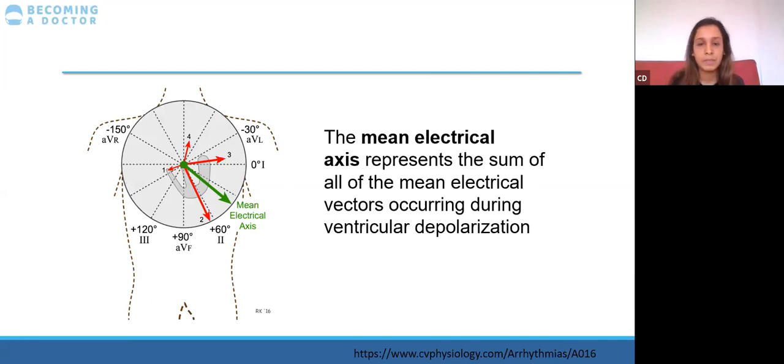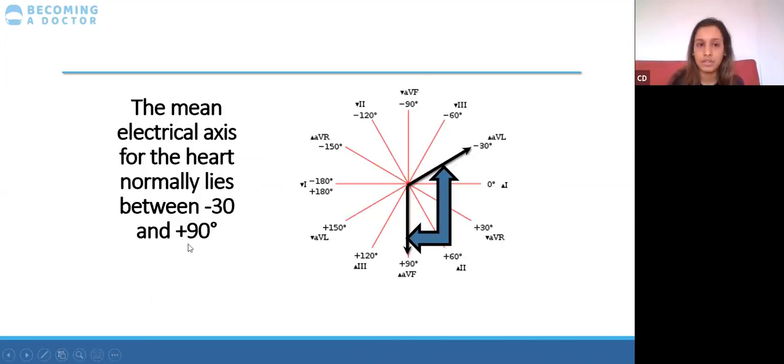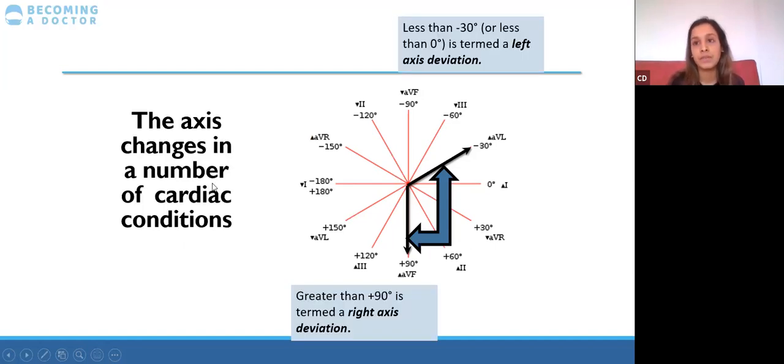So you might be thinking, this sounds really complicated, why is she talking about physics? But what do you actually need to know from this? You need to know that the mean electrical axis of the heart normally lies between -30 and +90. So that is the normal range, and this can change in a number of both cardiac and physiological conditions.